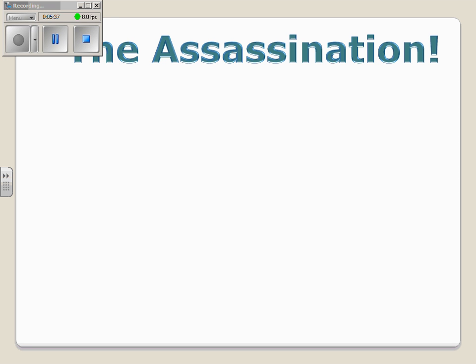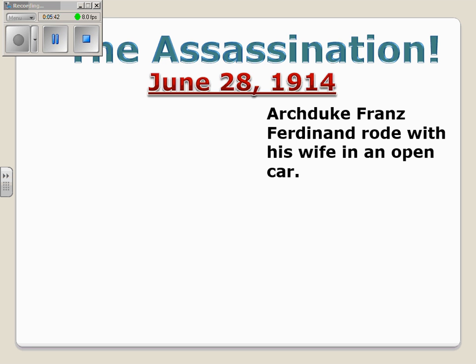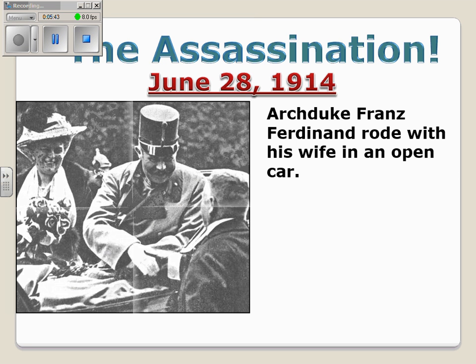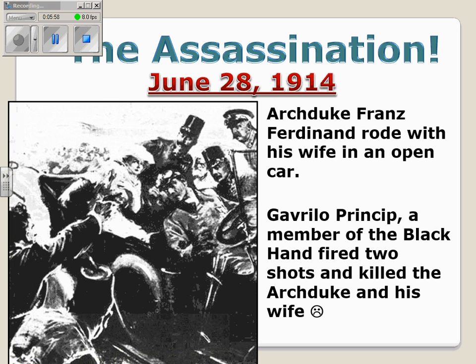The event that triggers World War I is the assassination, June 28, 1914. Archduke Franz Ferdinand, seen here, is riding in an open car with his wife Sophie. A man by the name of Gavrilo Princip, a member of the Black Hand, fires 2 shots and kills the Archduke and his wife.